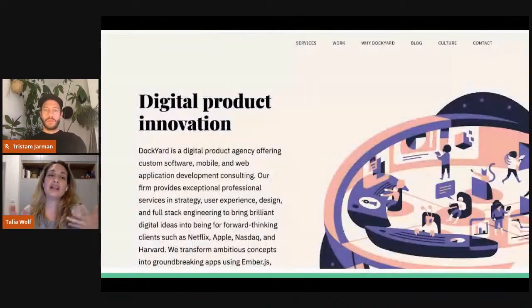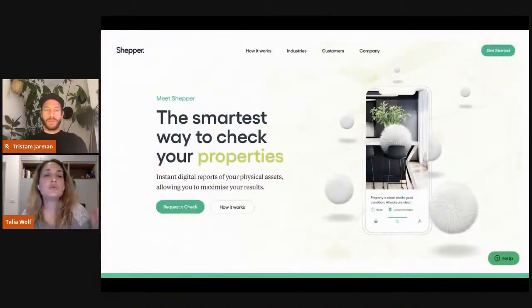And that's why we see so many landing pages like this. They talk about digital product innovation. We do this and this and this, and this is our pricing, and this is who we work with, and this is how amazing we are. We see landing pages like this, the smartest way to check your properties. Basically all about the company itself and not about the customer.